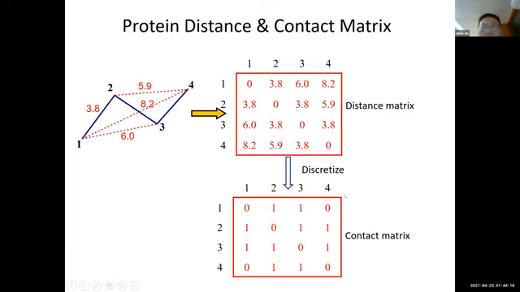Before, the research in this community mostly focused on the contact matrix because the contact precision was very low, so the community only worked on this simpler problem. But only until around 2017-18, since we can now do contact prediction much better, we moved to distance prediction.